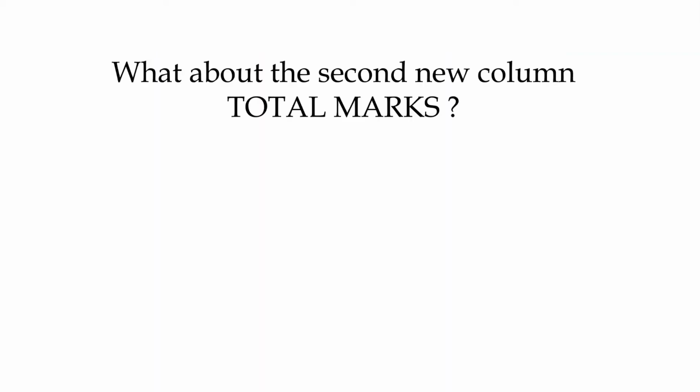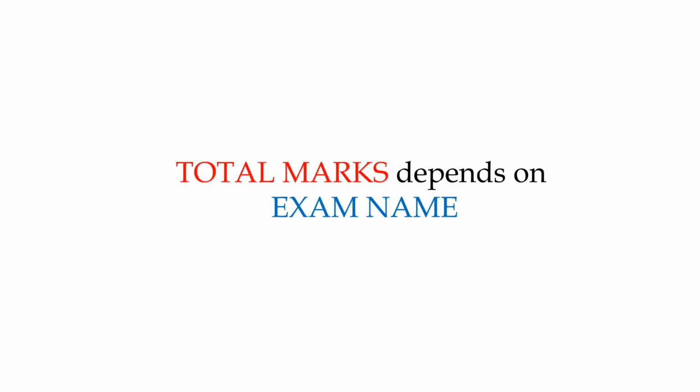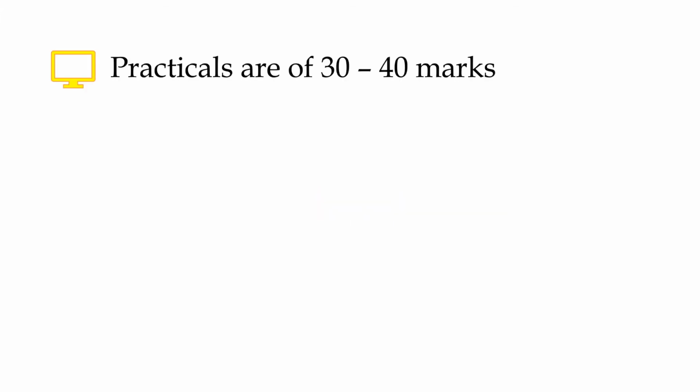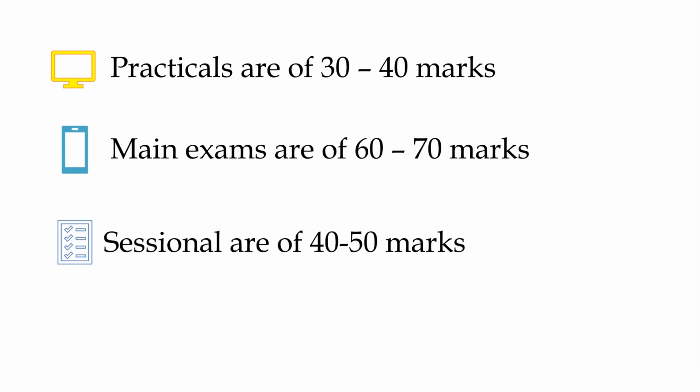But what about the second new column, total marks? Does it depend on the primary key of the score table? No. The total marks depends on the attribute called exam name. How? See, we have marks split up for practicals, like practicals are of 30 to 40 marks, main exams are of 60 to 70 marks, sessionals are of 40 to 50 marks. So from these examples, it is clear that the total marks are completely dependent on the exam name.